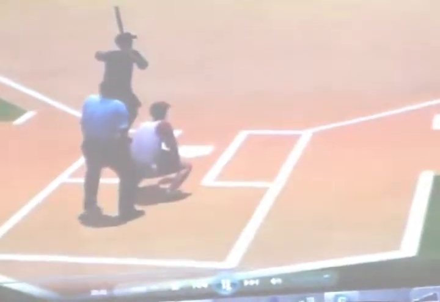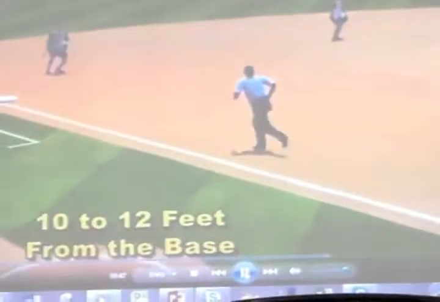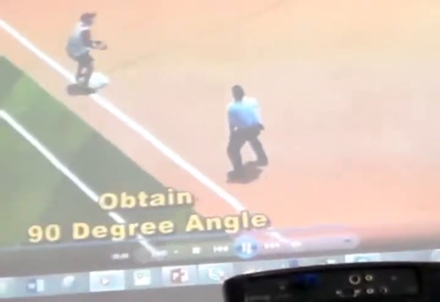Second, when exiting the catcher with a play immediately at third base, move up the foul line in fair territory to approximately 10 to 12 feet from the base, obtaining a 90-degree angle. Stop, read the play, then make the call. Third, in slow pitch, the plate umpire has the responsibility for a runner attempting to steal third base.